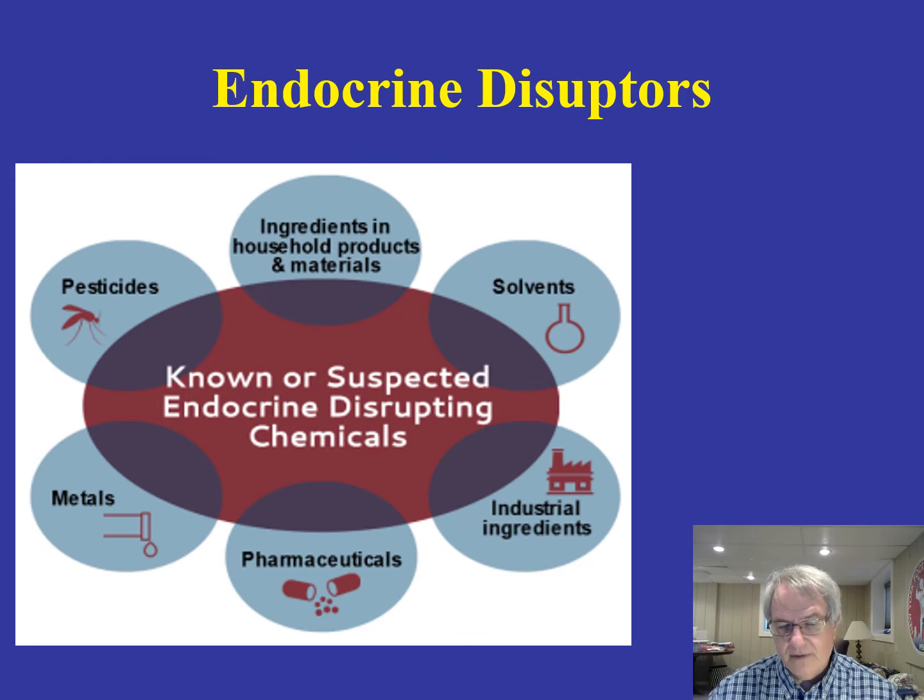A growing area of study is that of what are called endocrine disruptors. And if you take a look at the disrupting chemicals that are out there, things like pesticides, some ingredients in household products, solvents, various industrial ingredients, pharmaceuticals, metals, these are all known to have a disruptive effect upon the endocrine system, the reproductive system in mammals. There's a lot of research that points in that direction.